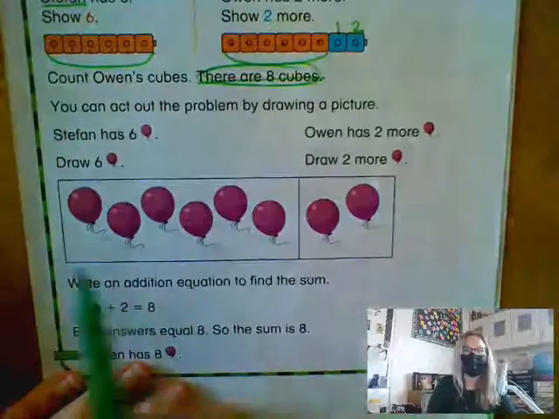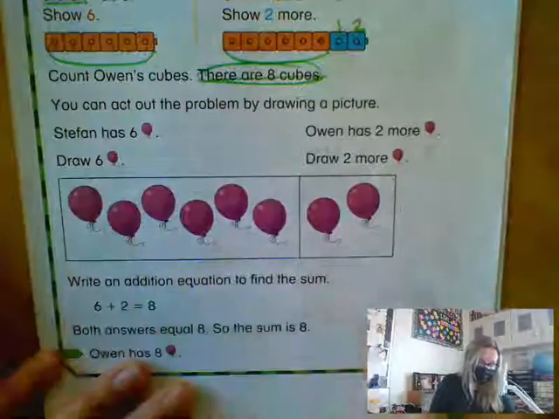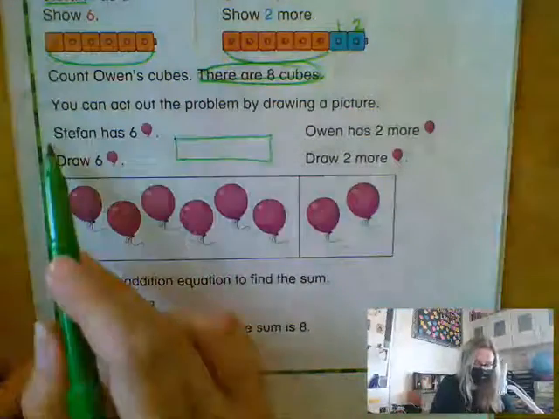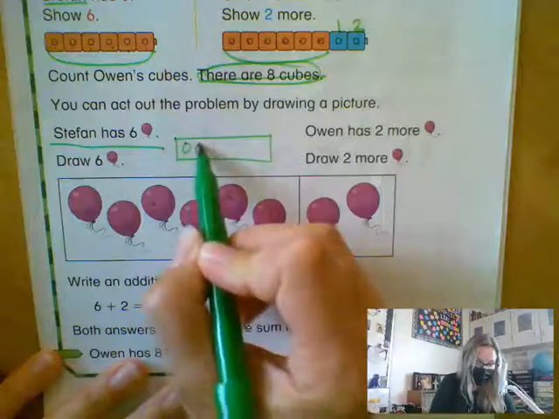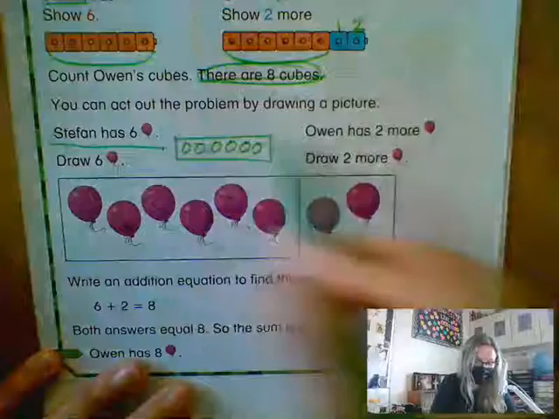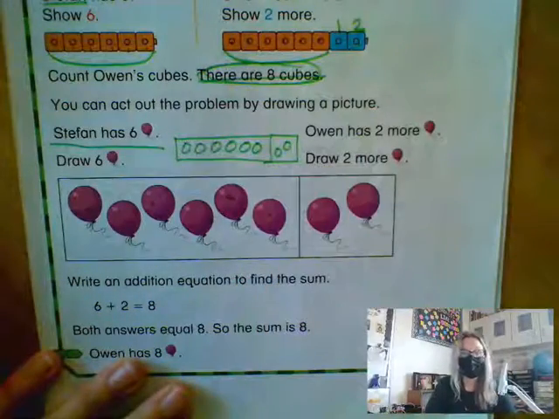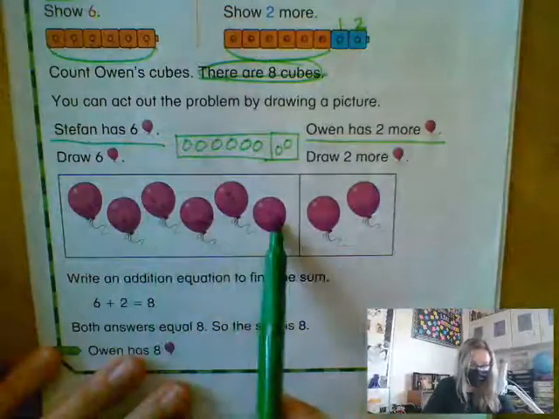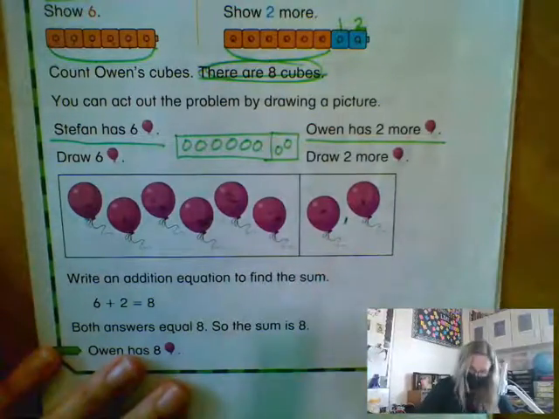Okay, another way that we could solve that problem would be to act it out by drawing. So here what they did was they took their box and they put it into 2 parts. And they drew Stefan's 6, 1, 2, 3, 4, 5, 6. They put those in the first box. And then in the second box, they put the 2 more that Owen has. And then when we count, we have 1, 2, 3, 4, 5, 6, 7, 8. Part, part, and the whole is 8.